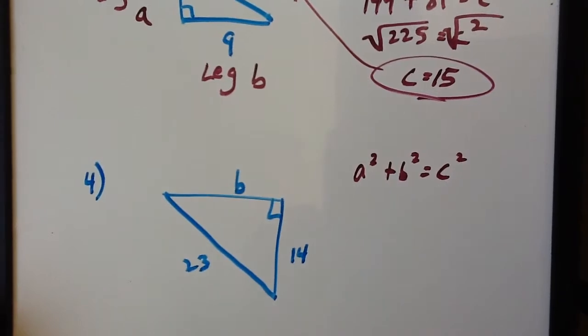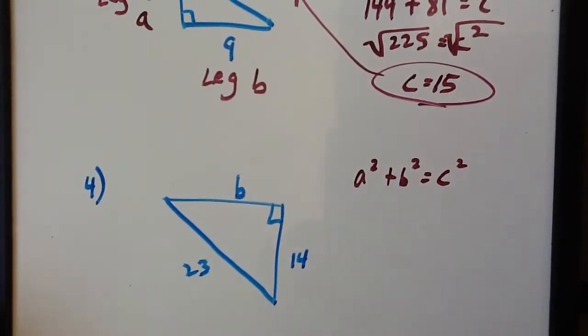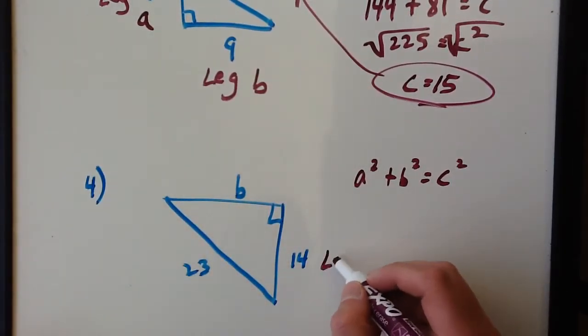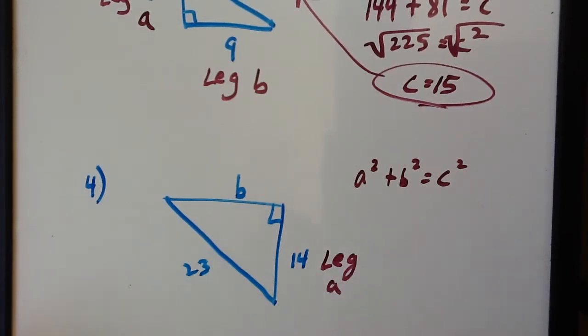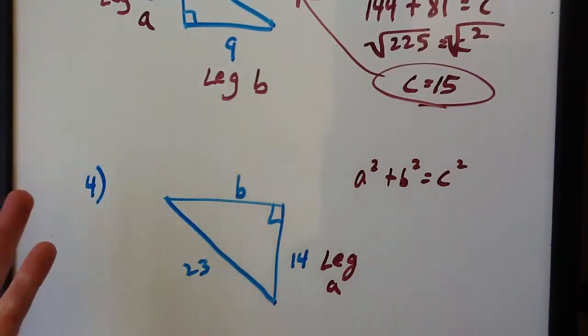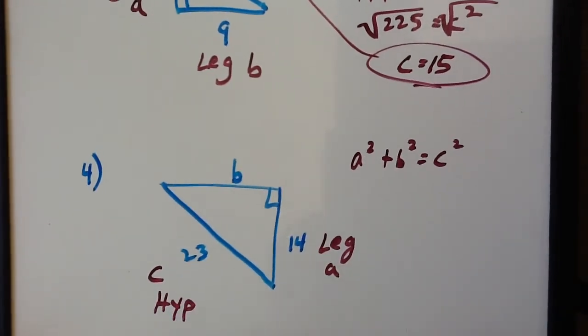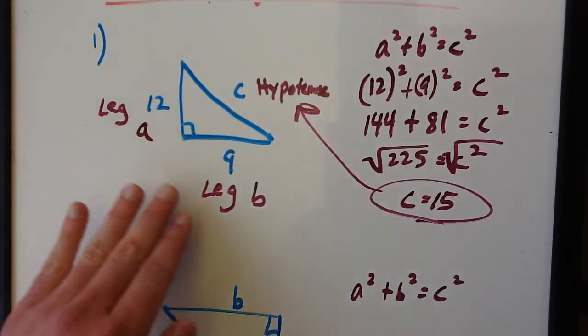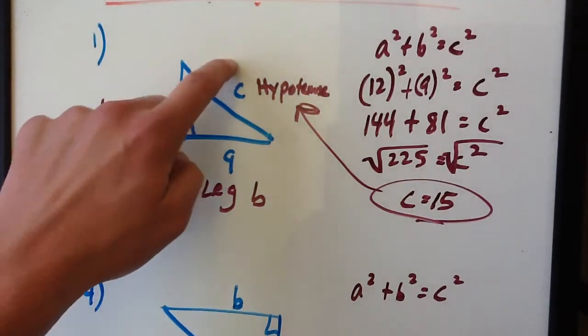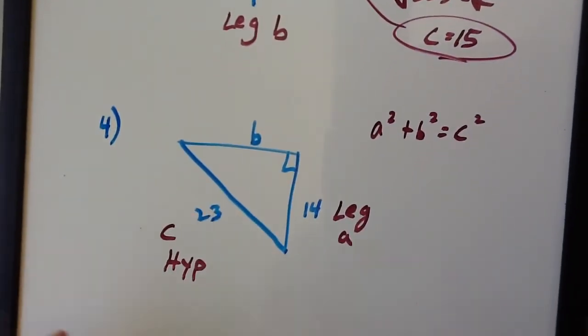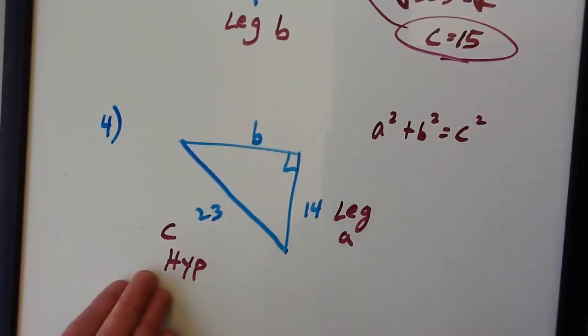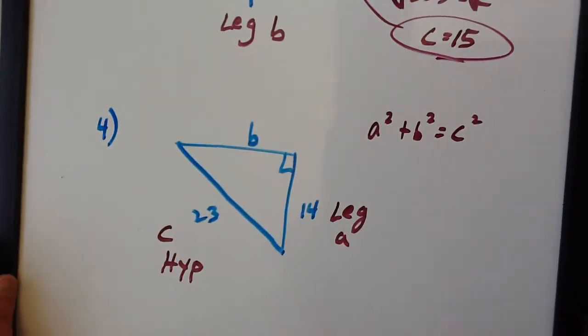Okay, so in this next problem that I'll do, we are given one of the legs. Let's call this leg a. This is leg b. I'm not given that. I need to solve for b. And I am given c. I'll put hyp, the hypotenuse. So in number 1, I was given the legs, and I had to solve for the hypotenuse. But sometimes you'll be given a leg and the hypotenuse, and you'll have to solve for the other leg.